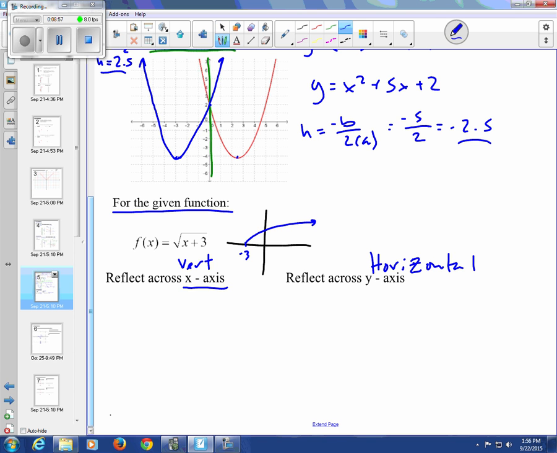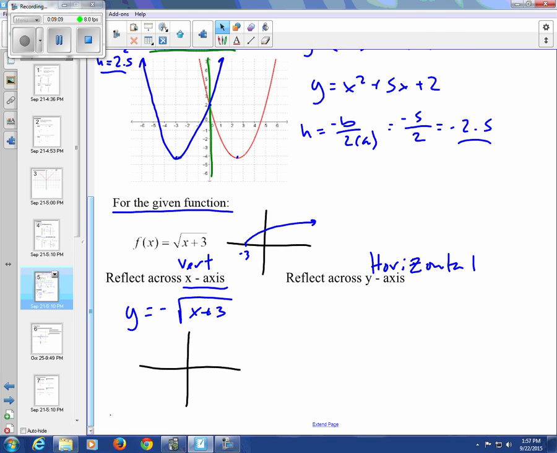Okay, so right here again, a reflection across the x-axis is going to come from making the equation negative. So we have y equals negative square root of x plus 3. And what you can see here is all of the y values that would come from the square root of x plus 3 are now being made negative. So we get the graph of the bottom half of that sideways parabola reflected from the top half of the sideways parabola.